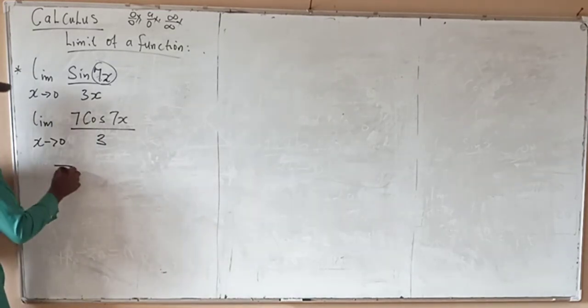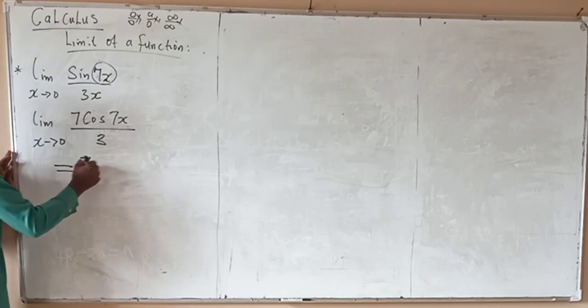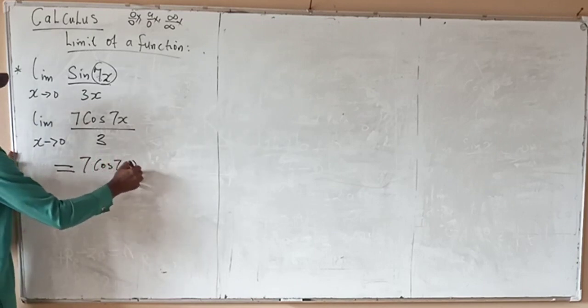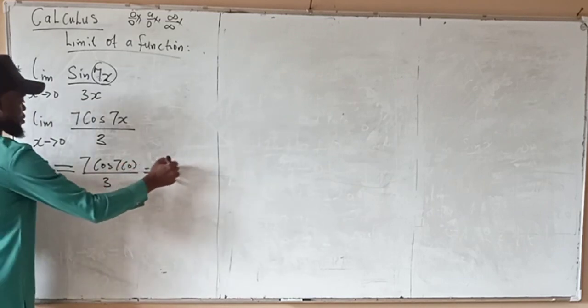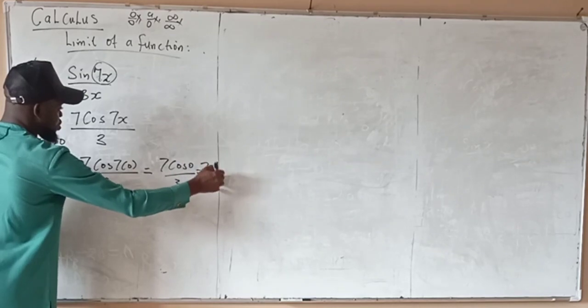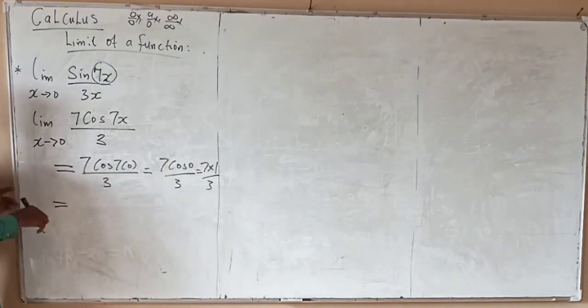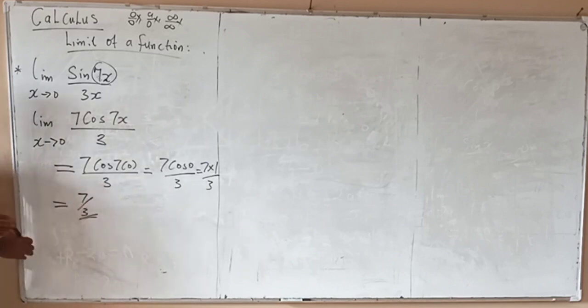Since you have differentiated once, now put x equals 0. You have 7 cos of 7 times 0 over 3. That gives us 7 cos 0 over 3. Now 7 times cos 0, which is 1, over 3. That will give us 7 over 3 as the answer.